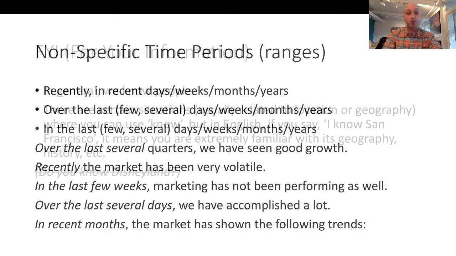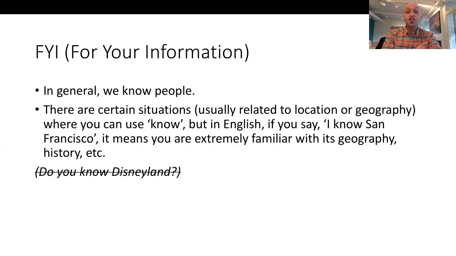So these are examples of kind of non-specific general ranges of time that we use a lot with the present perfect simple. This slide is just kind of a general tip, which is kind of a fundamental difference between English and a lot of other languages. A lot of other languages use know with places. In general, in English, we use know with people, like, hi, nice to meet you, nice to get to know you.